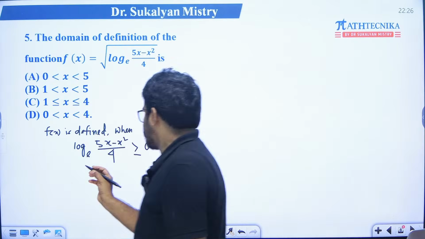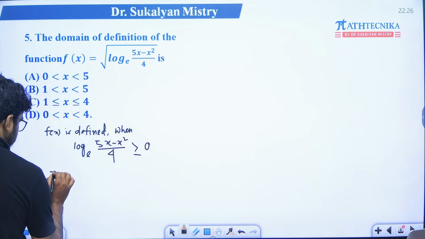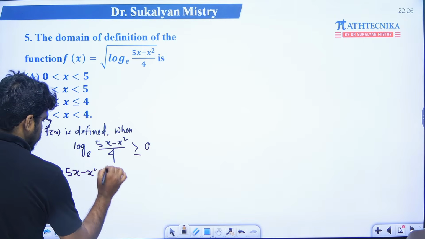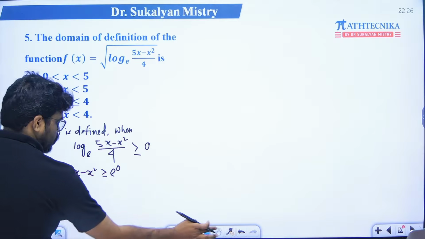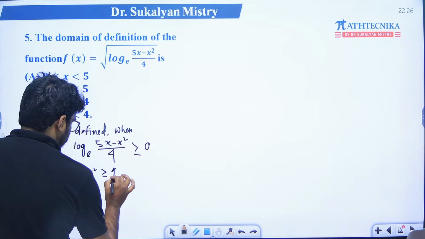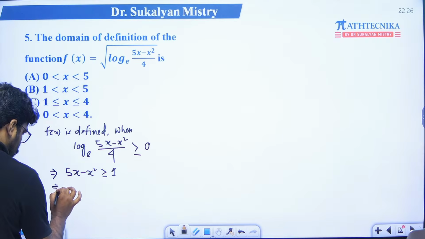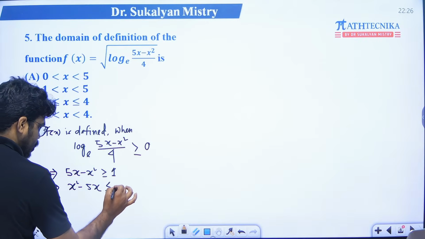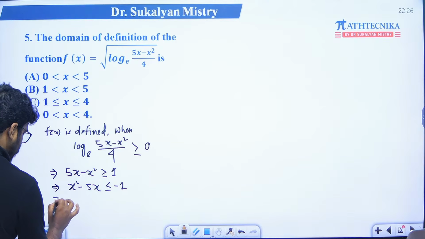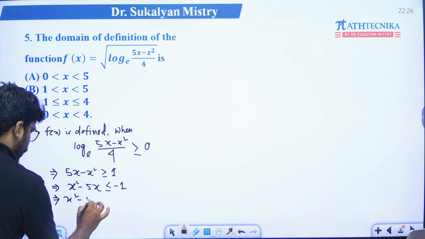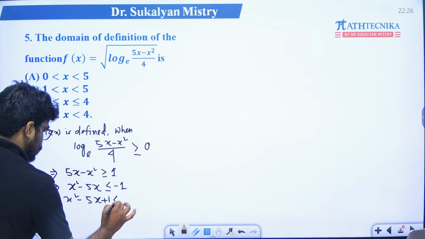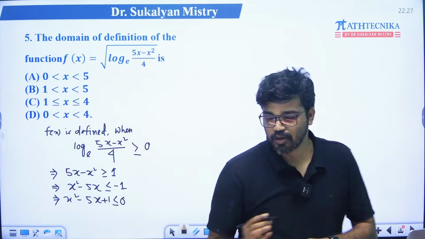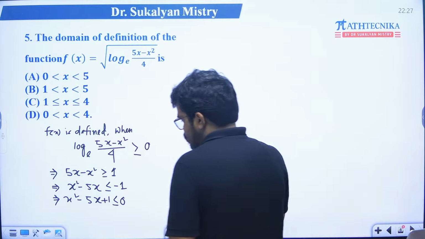So this implies that fx minus x square is greater than or equal to e to the power 0. e to the power 0 is 1, right? If we multiply with a minus sign, the sign changes, so we get x square minus 5x plus 1 less than or equal to 0. Now factorize this.